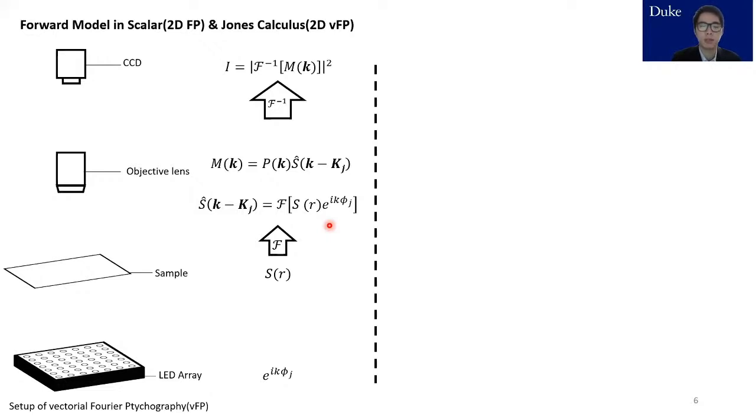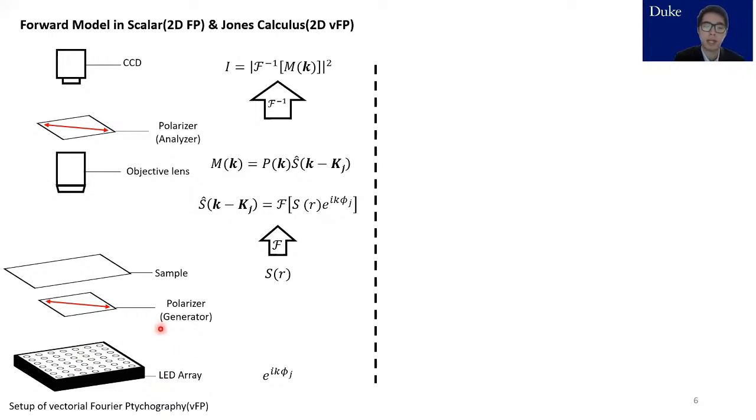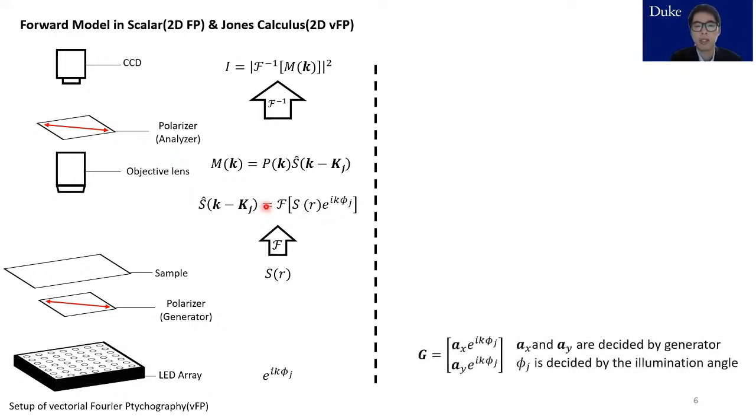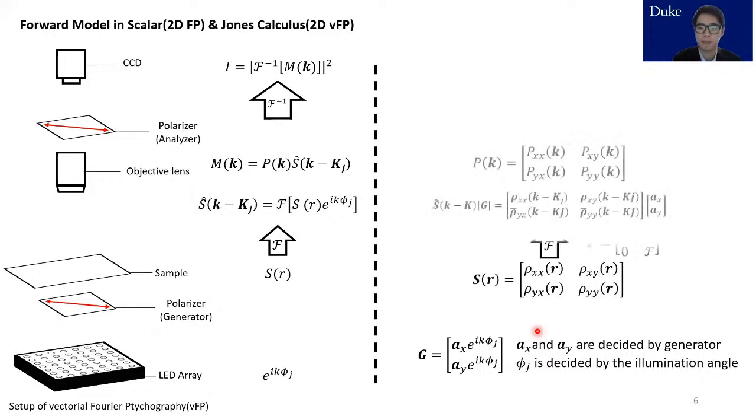Then how do we do vectorial Fourier ptychography? We need to plug in two polarizers. The first one is a generator, which helps us generate polarized light. Then another polarizer, named the analyzer, helps us analyze the polarization status. So we need to describe the light and sample in Jones calculus. In Jones calculus, the light after the generator, which is fully polarized, can be described as a 2x1 complex vector. Then we have a sample matrix, which is a 2x2 complex matrix.